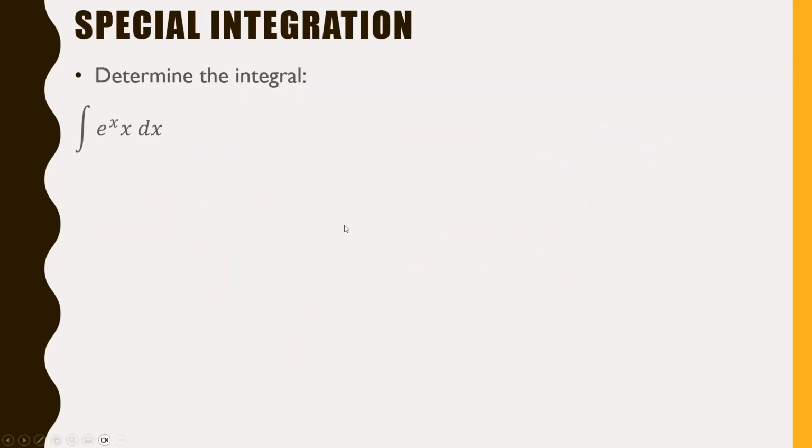All right, one more question here that I'm going to go over with you guys. It's a special integration one. It says determine the integral of e to the power of x times x dx. There are 3 special integration techniques that we've learned in this course. There was substitution, which was great for chain rule questions. There was partial fractions, which were really good for quotient rule style questions. And then there was parts, which was really good for product rule type questions. When we look at something like this, we see e to the power of x times x.